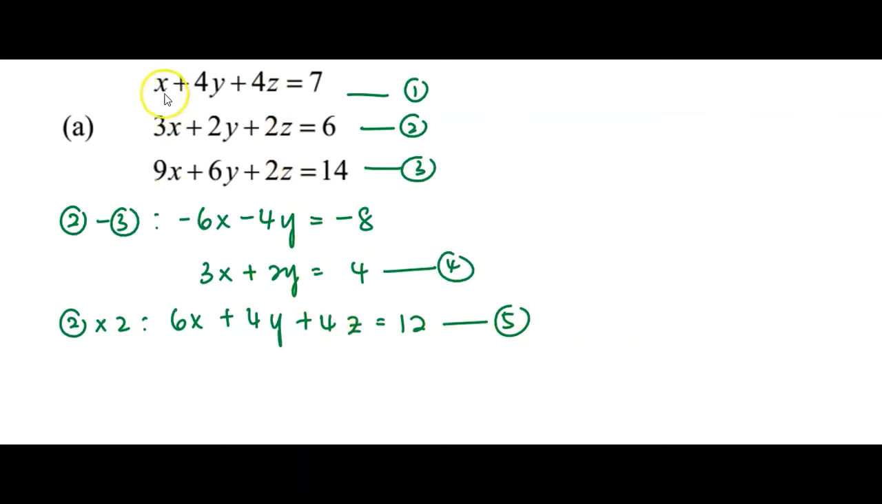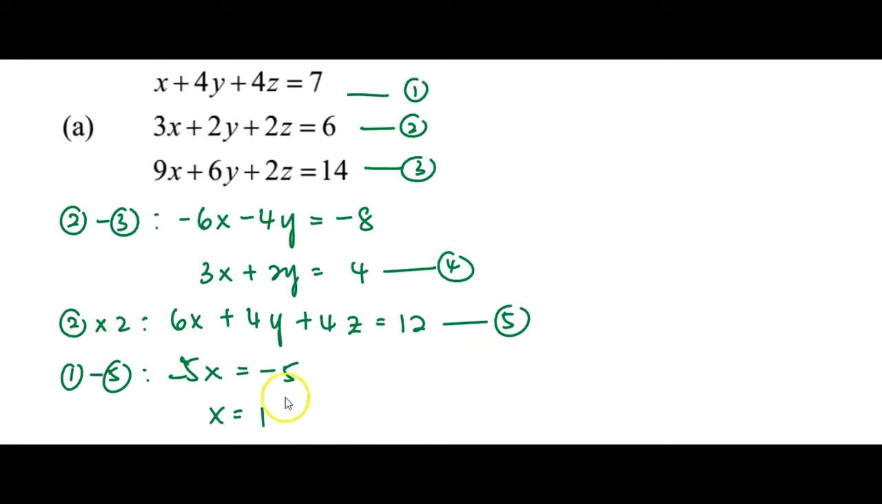Alright, so taking equation 1 minus equation 5, x minus 6x will be negative 5x. And then 4y minus 4y, just coincidentally, the y term can be eliminated. And then the z is also eliminated. Then 7 minus 12 will be negative 5. So you have x equals 1.